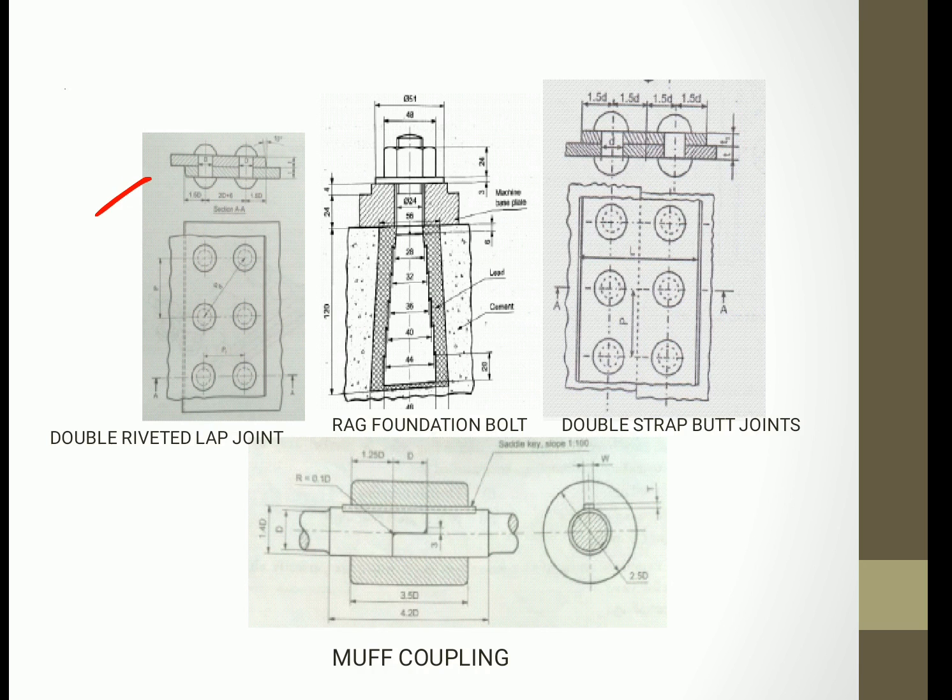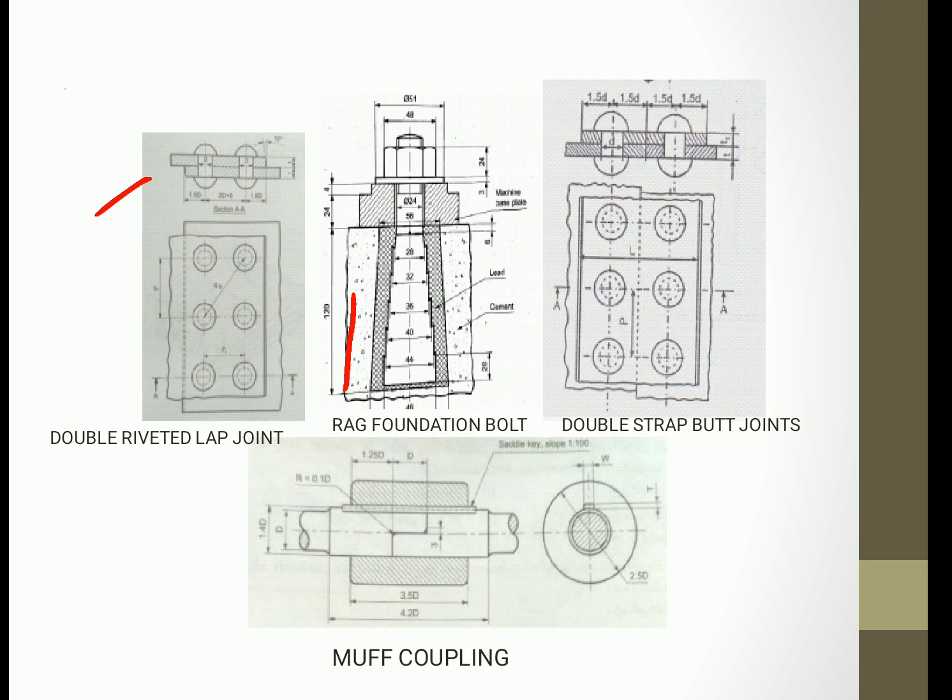Now rack foundation bolt. This rack foundation bolt consists of a tapered body. We can see here a tapered body, square or rectangular in cross section, and the tapered edges are grooved. This foundation bolt is set first in lead and then in cement concrete.